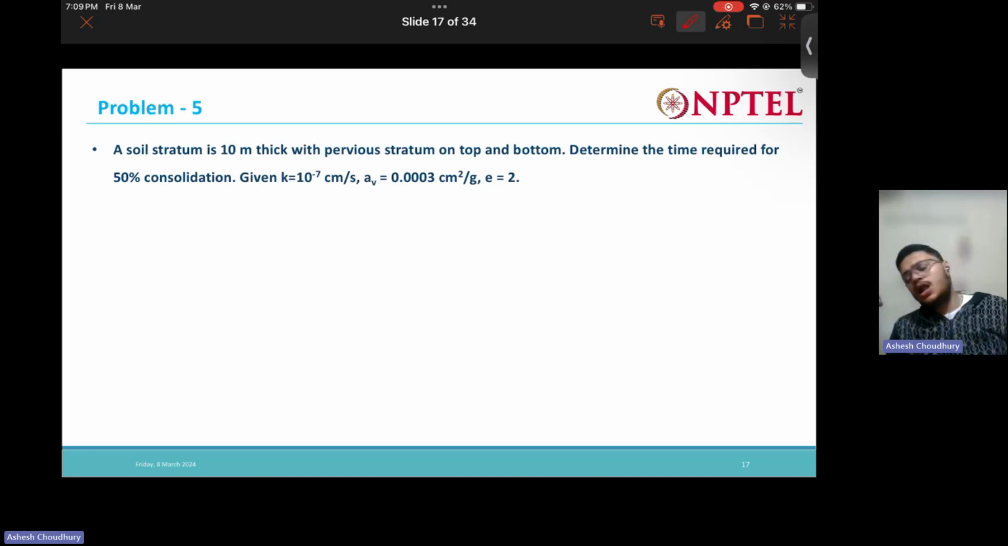So coefficient of consolidation is not given here, right? What is given to you instead? Coefficient of permeability, or hydraulic conductivity, is given to you. Coefficient of compressibility is given to you, and void ratio is given to you. Right? So similar problem, just try to calculate. Very easy. Just calculate similar to the previous one. Just different values are given now.